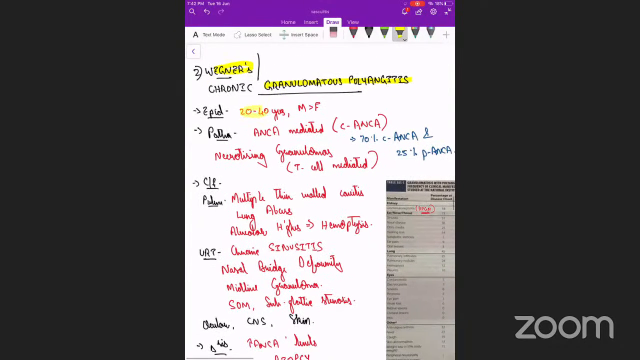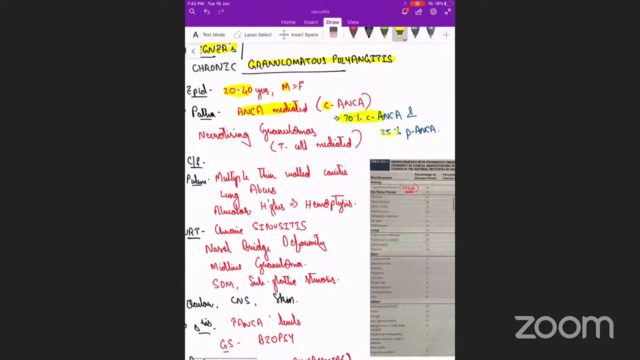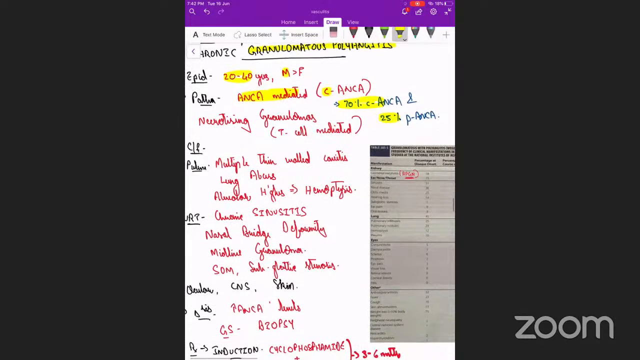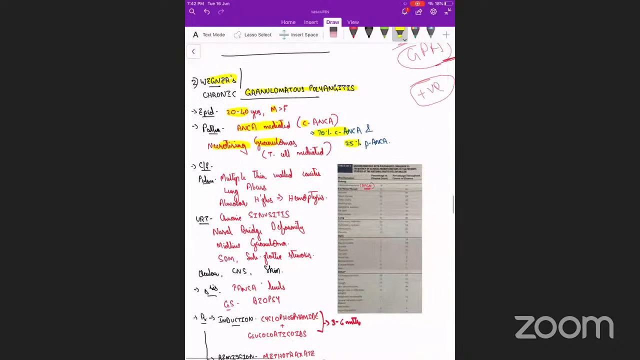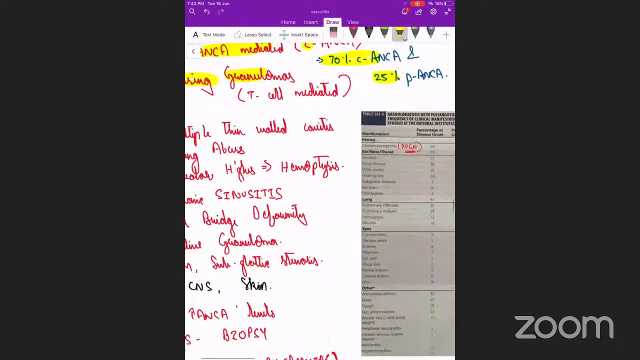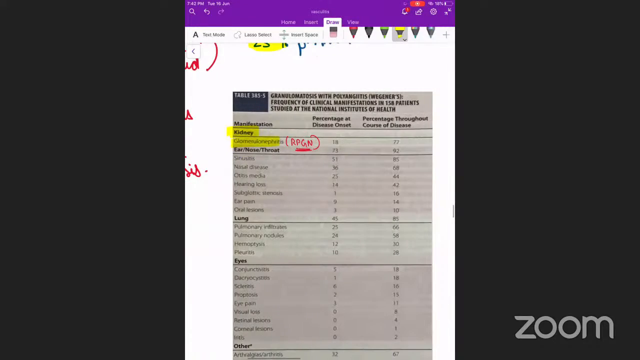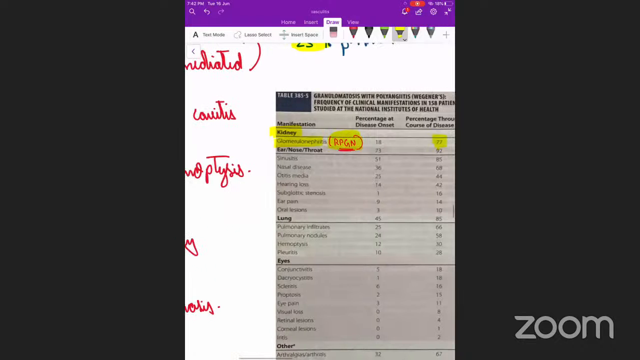Epidemiology: middle age again, males being more affected, ANCA mediated, which is predominantly C-ANCA. So 70% is C-ANCA and the other 25% is P-ANCA. Necrotizing granulomas will be there. Fibrinoid necrosis along with granuloma formation, as we saw initially. Clinical features: it has highest predilection for the kidneys, so it can cause glomerulonephritis, usually with crescent formation taking place. That's why RPGN picture; 77% of them can be this.